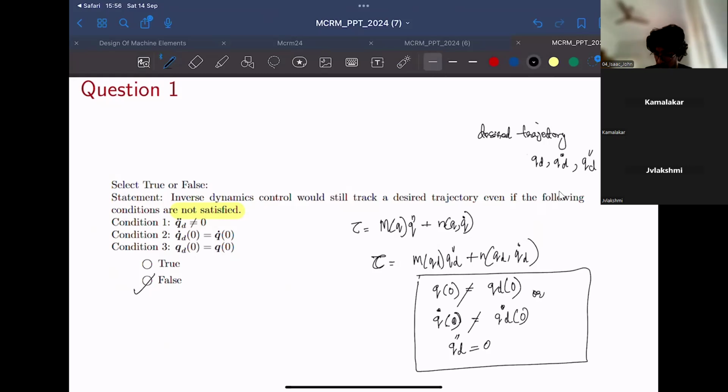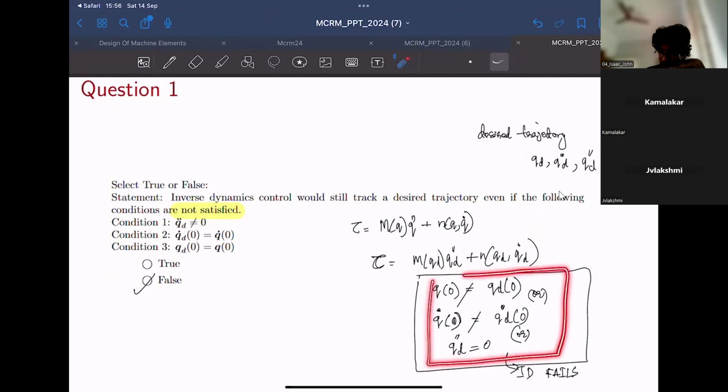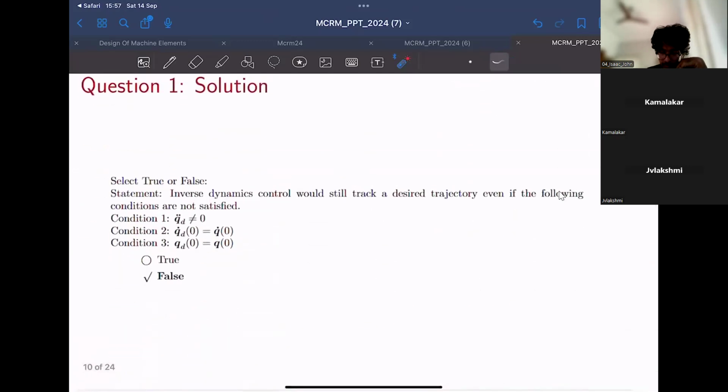So there is an or actually. If either of these conditions is not satisfied, inverse dynamics basically fails. So in that regard, the correct answer is indeed false. It will not track if these conditions are not satisfied. So yeah, the answer is indeed correct. It's indeed false. So I agree with that.